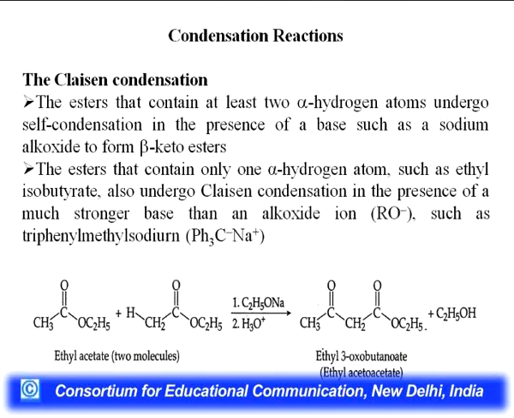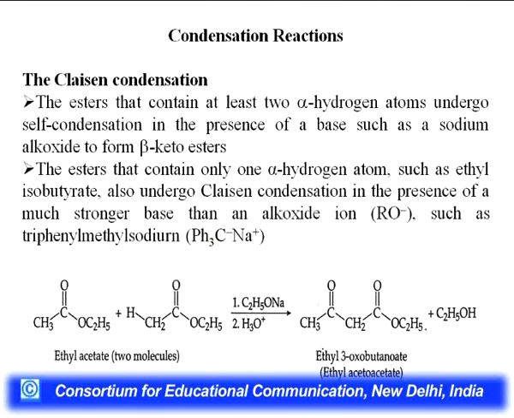The esters that contain only 1 alpha hydrogen atom, such as ethyl isobutyrate, also undergo Claisen condensation in the presence of a much stronger base than the alkoxide ions, such as triphenyl methyl sodium.